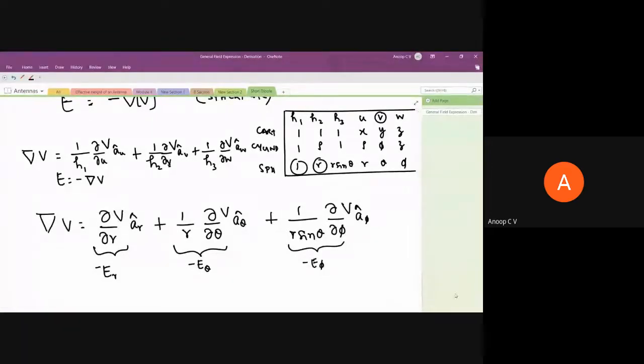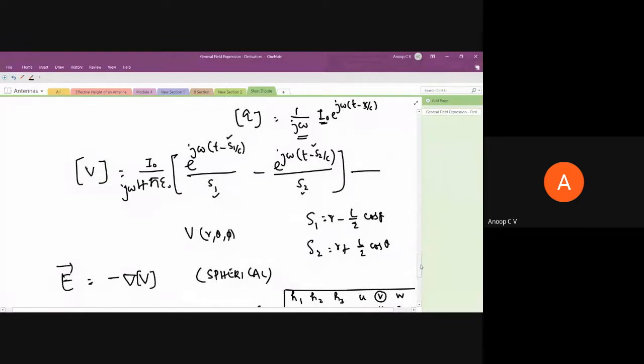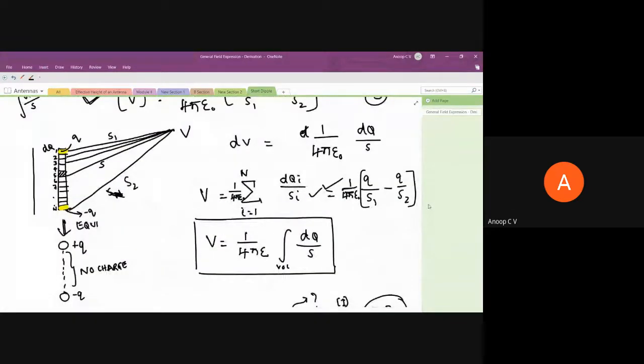And if you inspect our field potential expression, in this potential expression we have R, we have theta. Do we have any phi term? No phi term is there. Why? Because this entire thing is symmetric with respect to phi. The setup is symmetric with respect to phi, so there is no phi term.